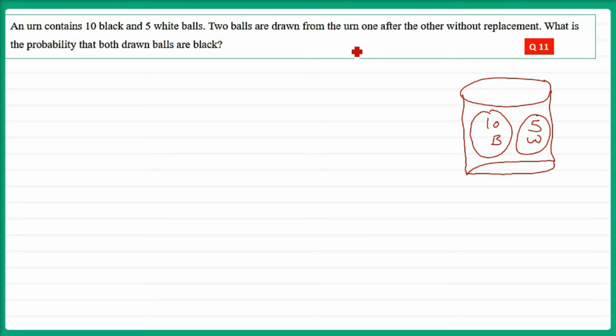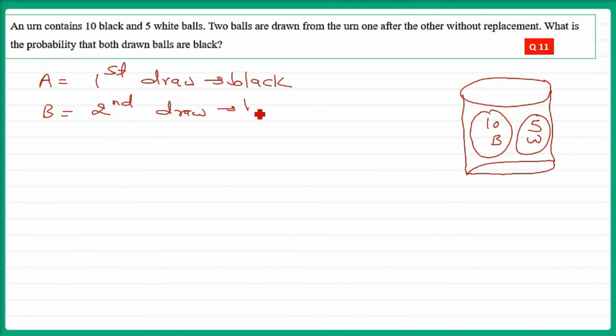Now 2 balls are drawn from the urn, one after the other without replacement. First we took the first ball and then the second ball. What is the probability that both drawn balls are black? First time the black should come and second time also the black must appear. So in the first draw, black appears, and in the second draw, again black appears.